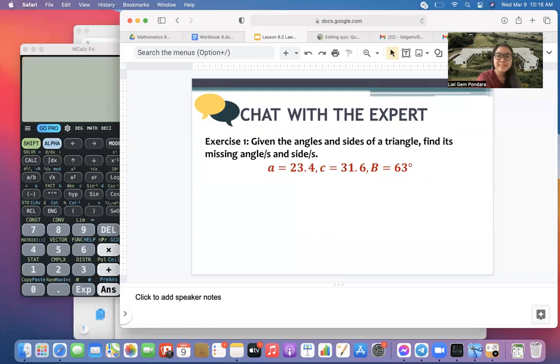Given the angles and sides of a triangle, find its missing angle and side. Now, if you check, the given are 2 sides and 1 angle. So, because there are 2 sides and 1 angle, we will use the law of cosines. Again, the law of cosines is used for SAS, side-angle-side, and SSS, side-side-side. So how do we solve for that?